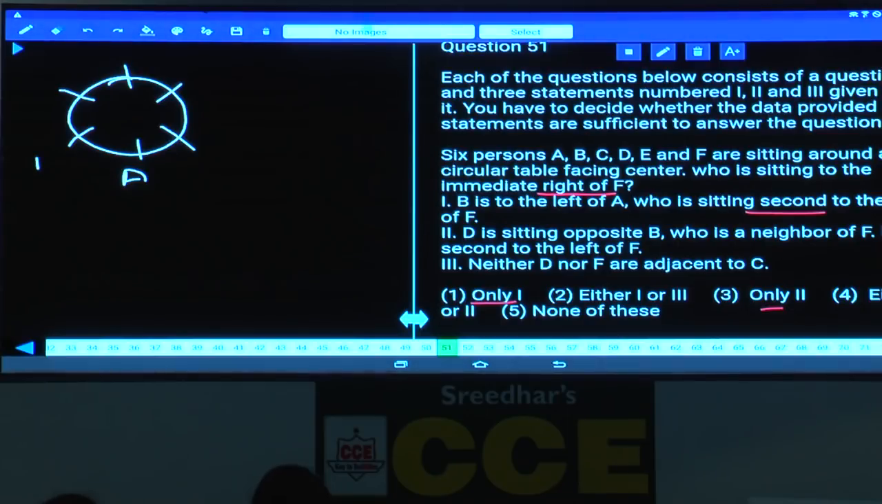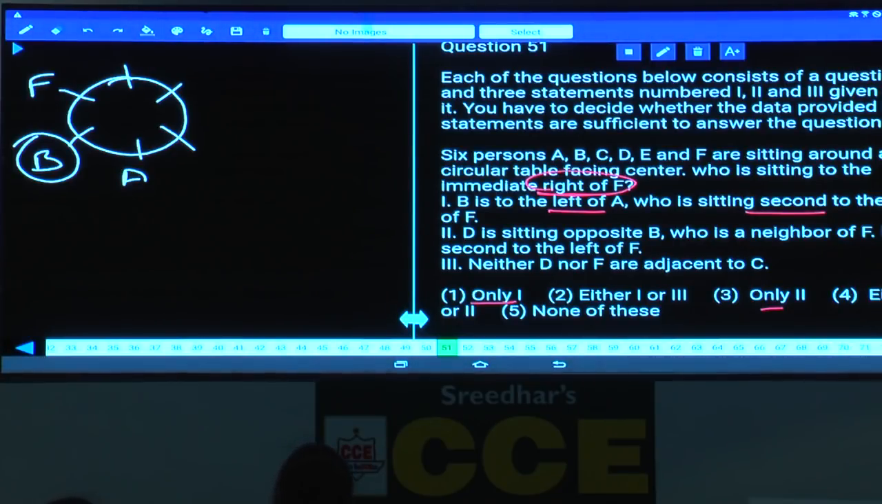Now B is to the immediate left of A, who is seated second to the right of F. A is seated second to the right of whom? A is seated second to the right of F, and B is to the left of A. Then tell me, are we getting the answer or not? Who is seated to the immediate right of F here? B is the person seated to the immediate right of F. Am I getting the answer or not?